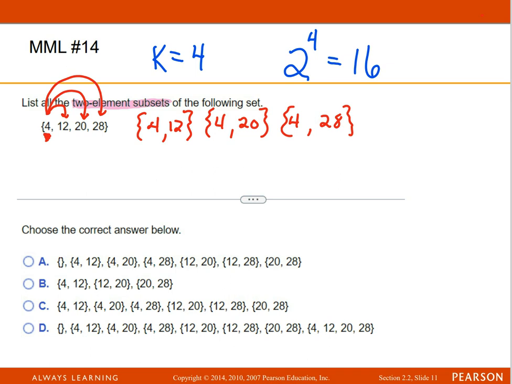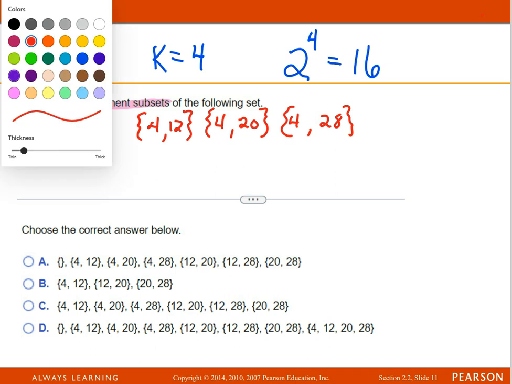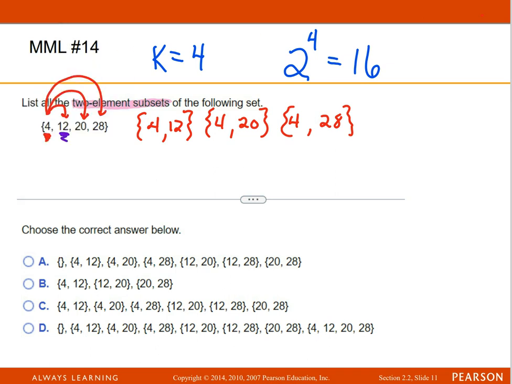You don't write them down again, because when I go to my next number, which is the 12, you're not going to take 12 and go with 4 because you already have it right here. 4 and 12, 12 and 4 is the exact same thing. So you won't do that, okay? You will take 12 with the 20 because you don't have that. 12 and 20. And then you'll do the 12 with the 28. Now you have paired up the 12 with the other 2 elements. In red, 12 is already paired up with the 4. That's the third element. And now I'm done with 12.